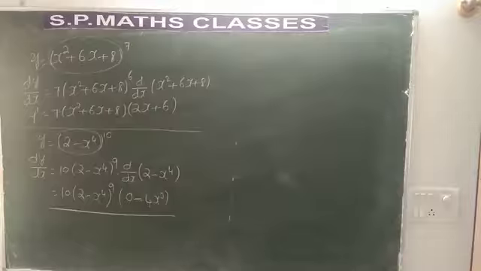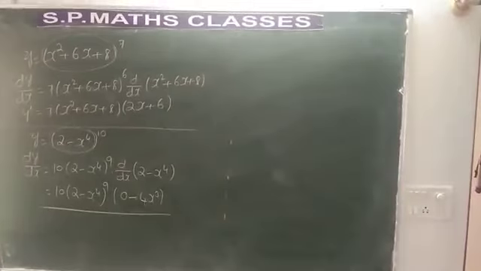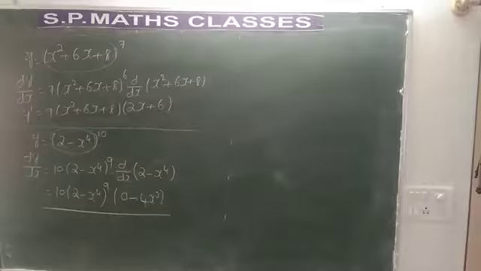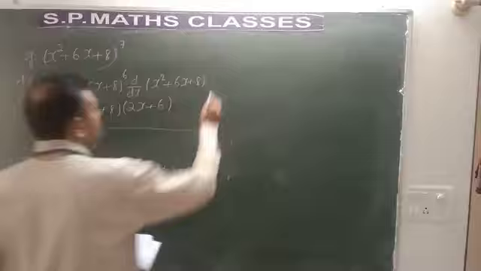First we need to consider x squared plus 6x plus 8 as some x power 7, giving 7 into x power 6 into the derivative of what you have assumed, x squared plus 6x plus 8. The derivative will be 2x plus 6. Similarly, the next problem we have solved. We will move on to the next one.